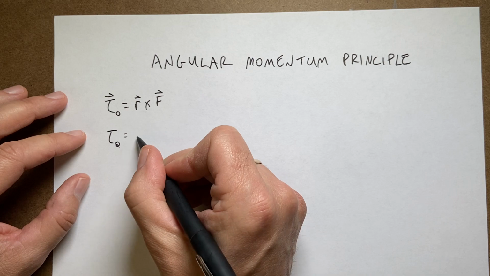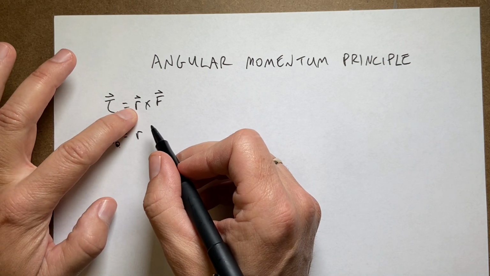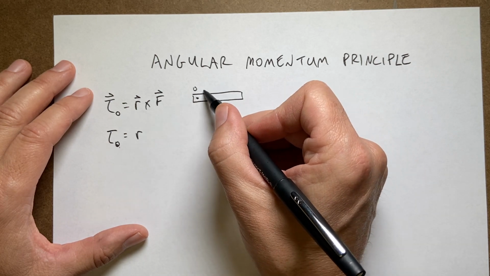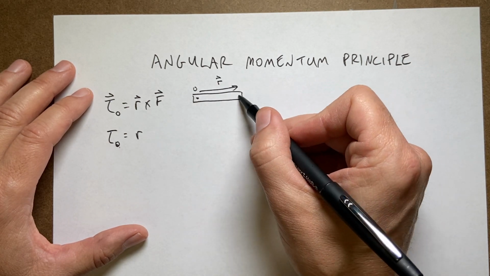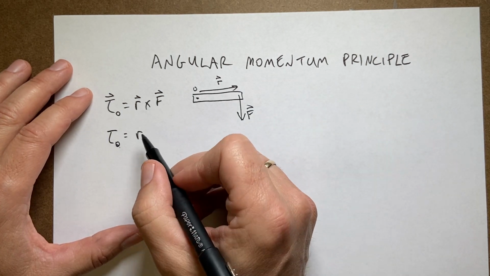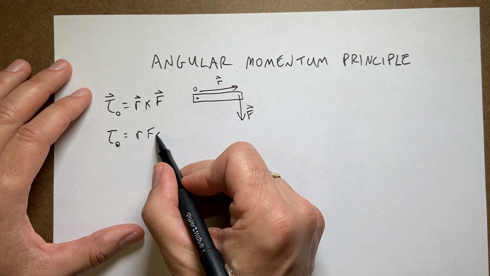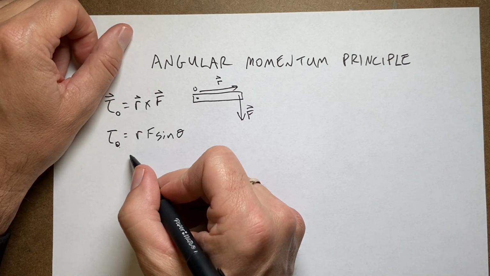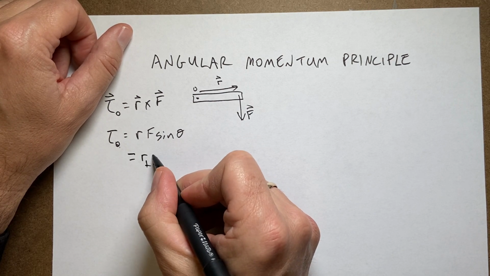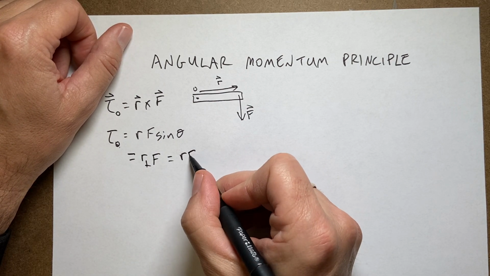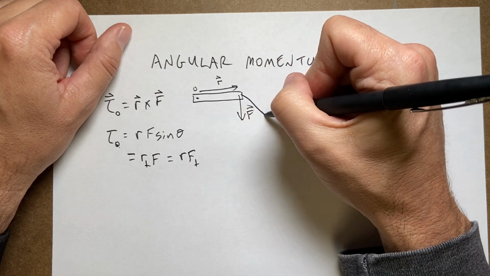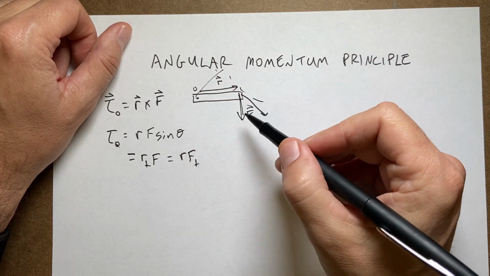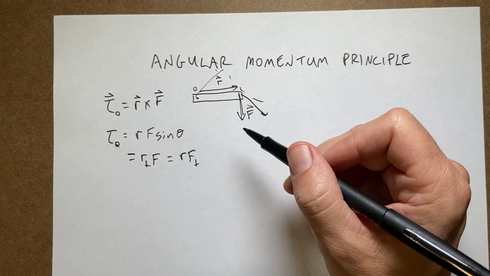about some point O is equal to R, which is the distance from the point of rotation or the point of interest. It doesn't really matter. This is R. And if I push with some force F, that's F. So it's the magnitude of R, the magnitude of F, times the sine of the angle between R and F, which is the same as the cross product. I could also write this as R perpendicular F or R F perpendicular. So if I push with a force like this, I could use this distance or I could use this force. Okay, so that's my definition of torque.